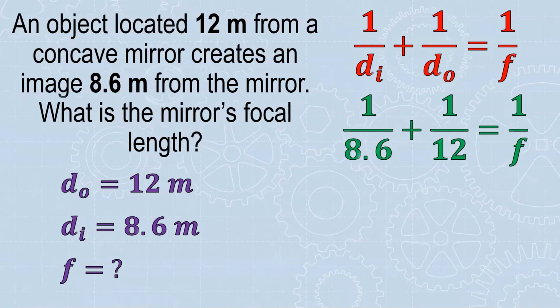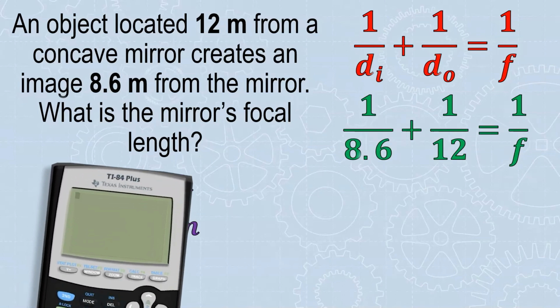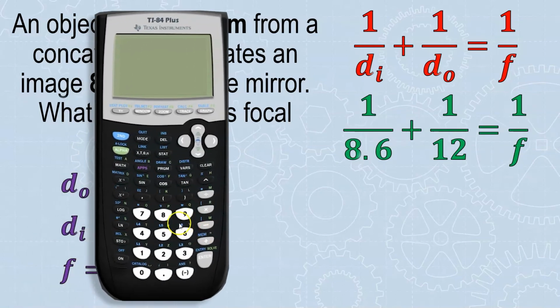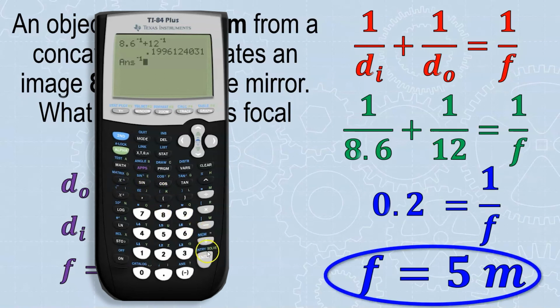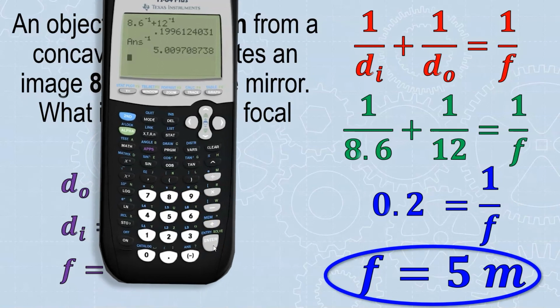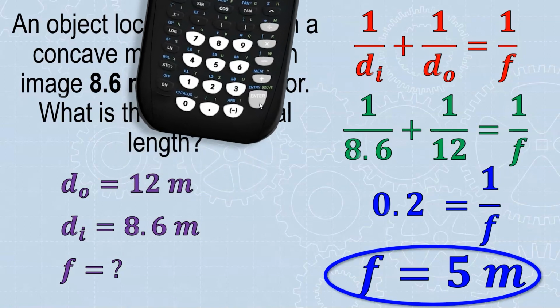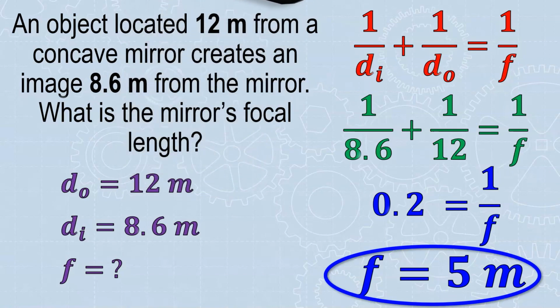Now, instead of trying to type out tricky fractions, take a moment to use your calculator. We're going to type in 8.6 inverse plus 12 inverse. That'll give us 0.2. Now, that's not the focal point, so I need to take the inverse of 0.2 to get a focal point of 5 meters. Just like remembering to take the square root of a complex formula, remembering to take the inverse of this formula is a very common error.